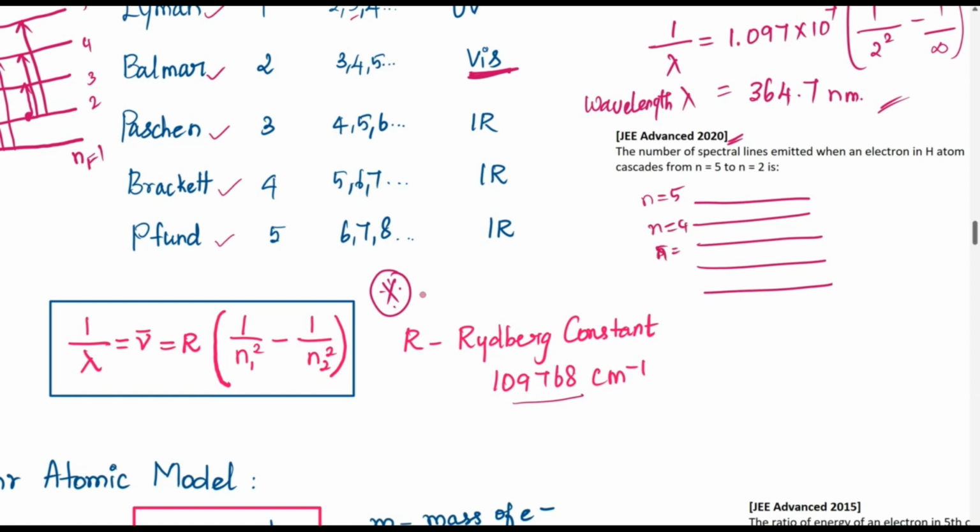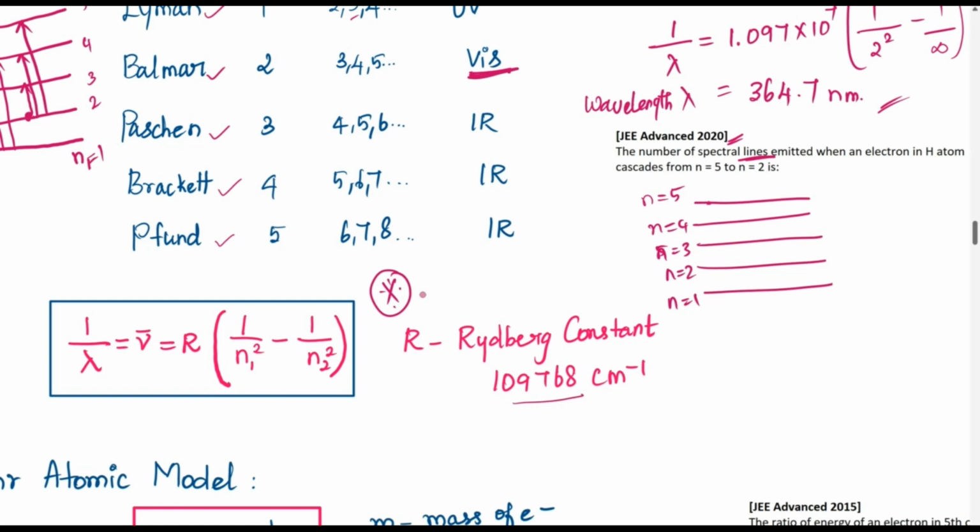4, 3, 2, 1. So 5 to 2. How many spectral lines can be emitted? Here you have to note down one thing. The electron can come in several ways. It can jump, or it can come through straight, or it can go step by step.